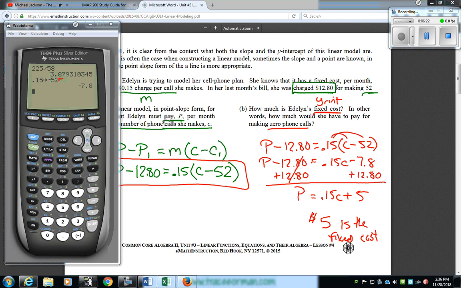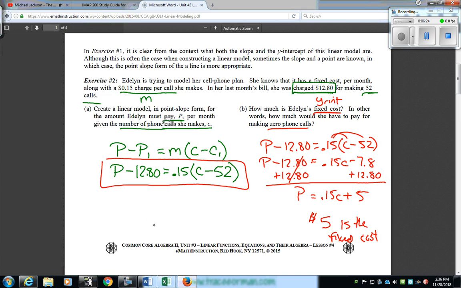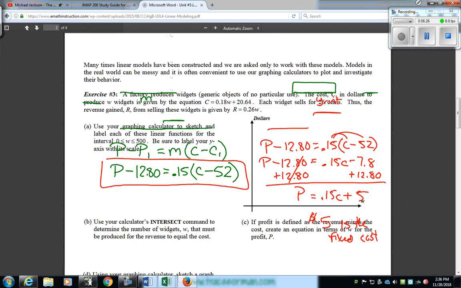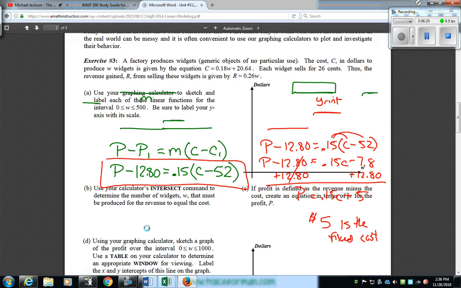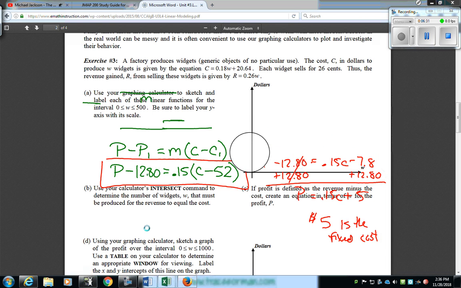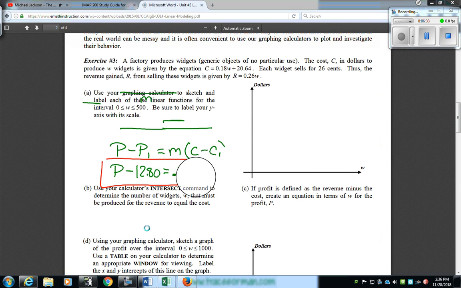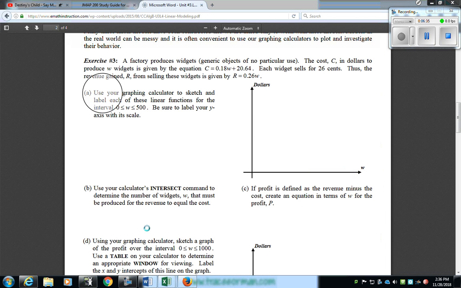Now we're going to look at one other question. Exercise 3. This one has a graph that we're going to make a sketch for. So it looks like right here they want us to use the graphing calculator to sketch and label each of these functions from 0 to 500. So that means that here's W, so I'm going to have 0. I'm going to put 500 over here. I'm not going to put anything on the y-axis right now because I don't know how high or low the numbers are going to be.